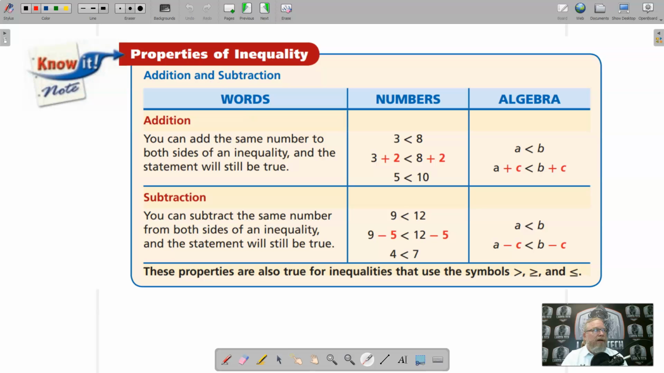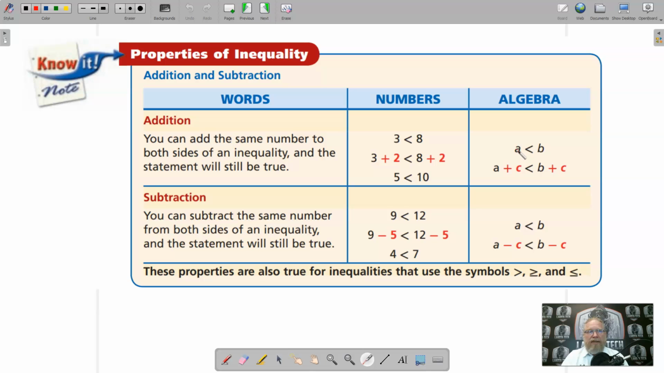So let's go ahead and look at our properties of inequality, starting with addition and subtraction. In words, we say you can add the same number to both sides of an inequality and the statement will be true. This is just like you can add the same value to each side of an equation and the equation would still be true. It would still be equal. And inequalities are the same way. An example is 3 is less than 8. And if we add 2 to both sides, 3 plus 2 is 5, and 8 plus 2 is 10, we still see that 5 is less than 10. So we start off with the true statement, 3 is less than 8, and we end up with the true statement that 5 is indeed less than 10.